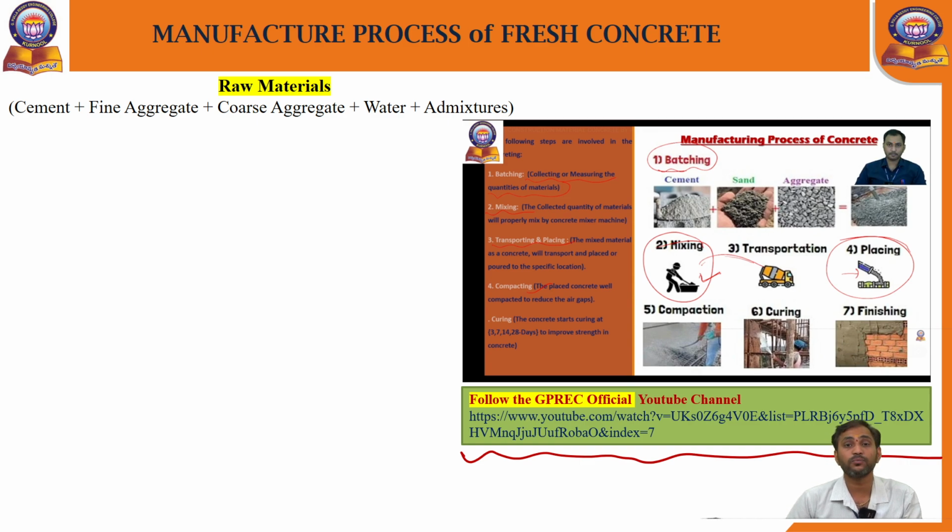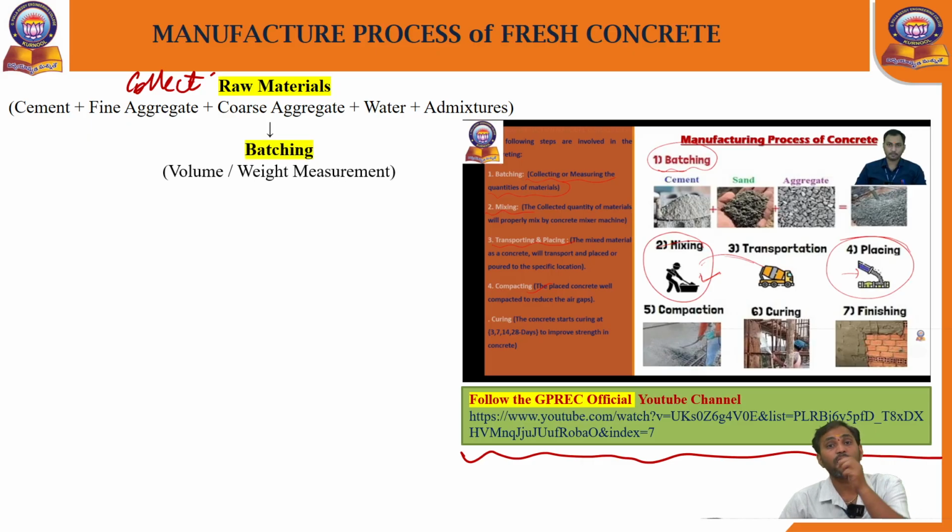Okay, now come to the manufacturing process of fresh concrete. First thing, we have to collect the ingredients. What are the ingredients? Cement, fine aggregates, nothing but sand, coarse aggregates, and water. In addition, if you want, you can take admixtures, or else no need of admixtures. Now come to the process.